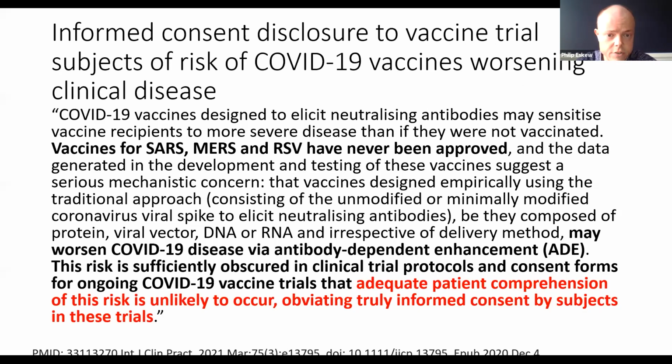Informed consent disclosure to vaccine trial subjects at risk of COVID-19 worsening clinical disease. This was a timely article in 2021, and they said that vaccines for SARS, MERS, RSV have not been approved. So are these kinds of things being discussed with patients, that this may worsen COVID-19 disease via antibody-dependent enhancement, which was a fear and probably remains a fear in terms of future variants of the virus? Was that discussed with patients? They said adequate patient comprehension of this risk is unlikely to occur, and that you really didn't have informed consent by subjects in these trials because you didn't go over that antibody-dependent enhancement risk.